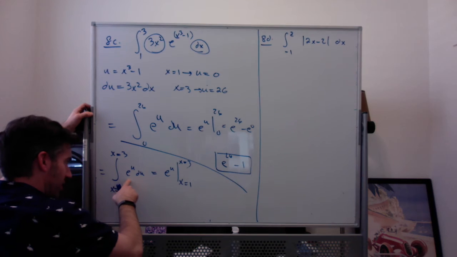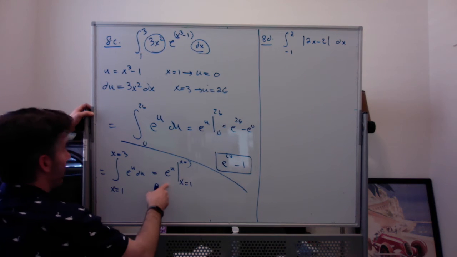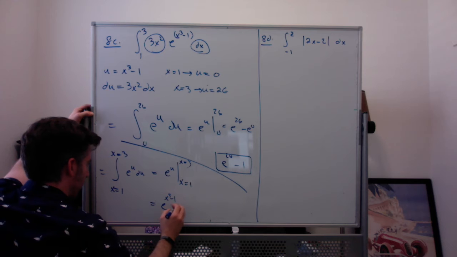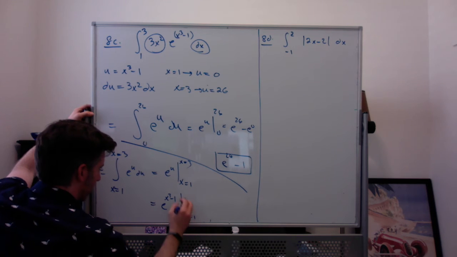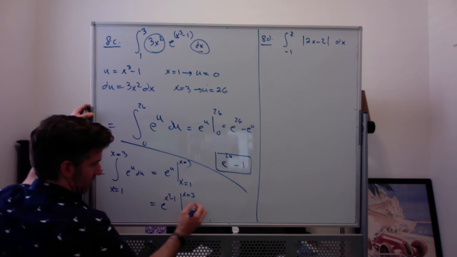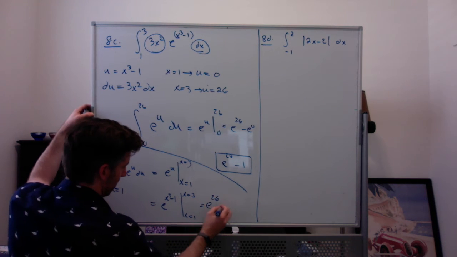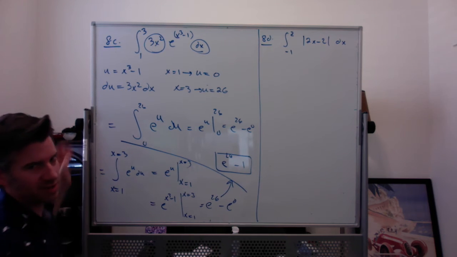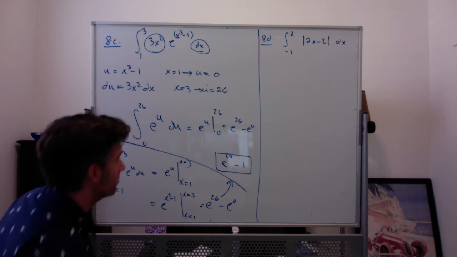Again, right? I integrated e to the u, I got e to the u. And then I'm going to plug back in u, which is x cubed minus 1. You get e to the x cubed minus 1 from x equal to 1 to x equal to 3. And then when I plug in 3, I get 27 minus 1, so I get e to the 26 minus 1 minus 1 is e to the 0, which is exactly that. So it's really the same work either way.